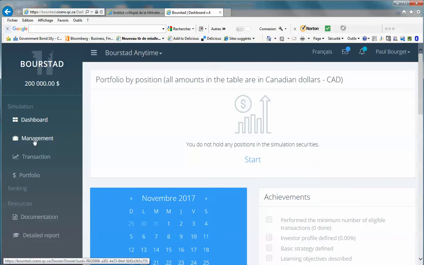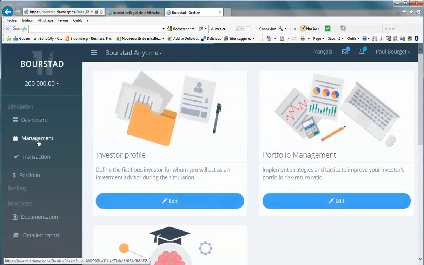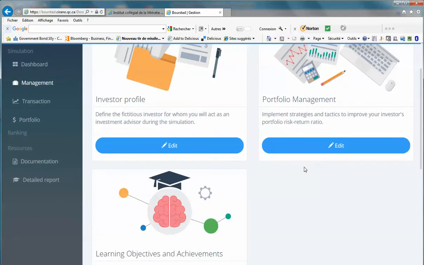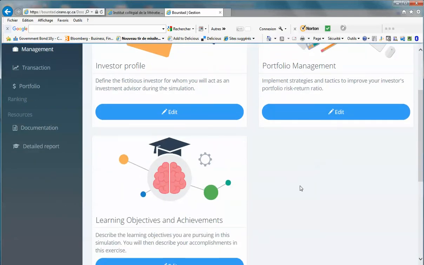Other functionalities are management of the portfolio, where we can define the investor profile, give more information on the strategies that will be carried out, and also specify learning objectives and achievements.